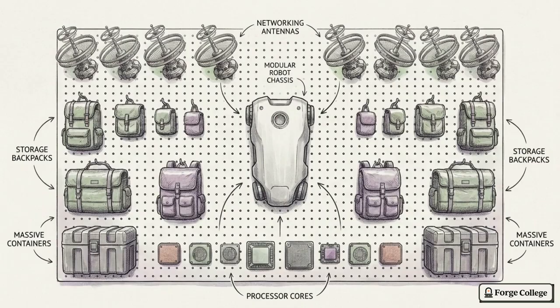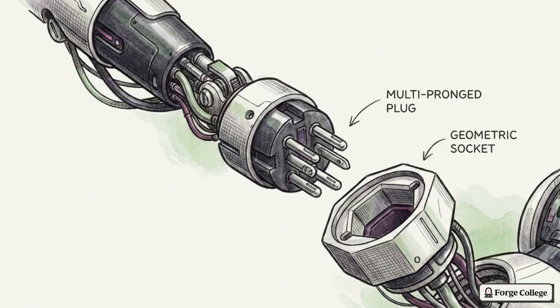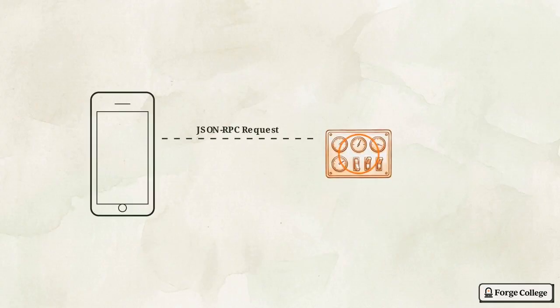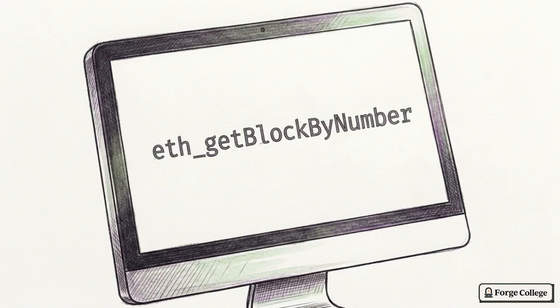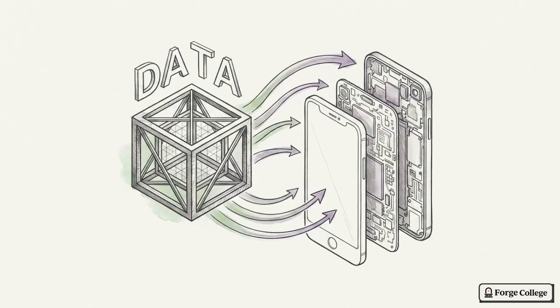Once your robot is built and synced, how do you actually talk to it? You use a language called JSON-RPC. Think of it as the commands you type into your robot's control panel to ask for data or send new transactions to the network. You might send a command asking, "What was the transaction count in the last block?" and the robot will send that information right back to your app.